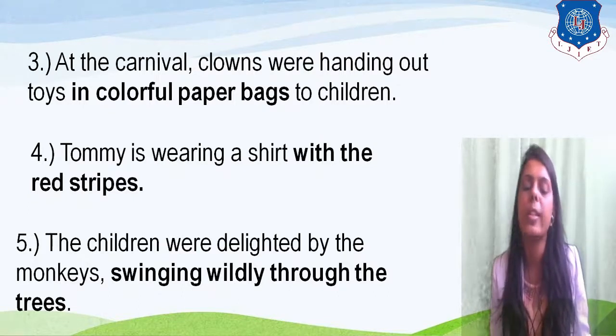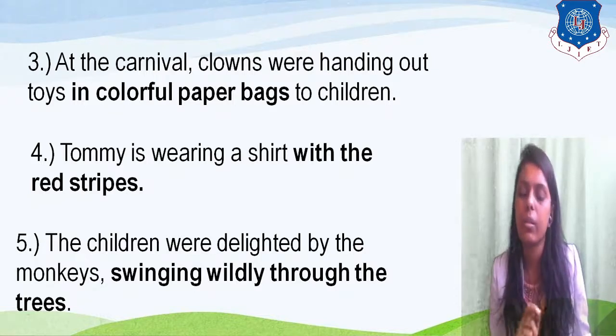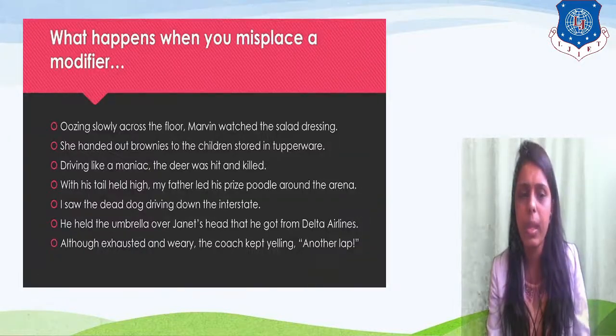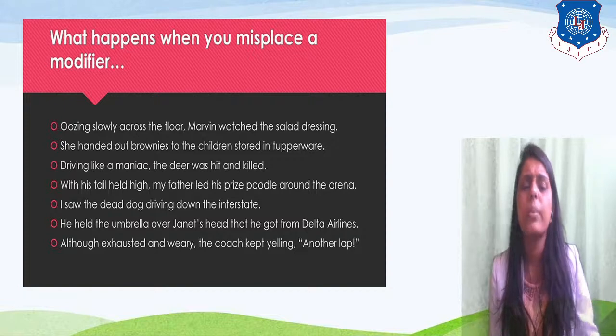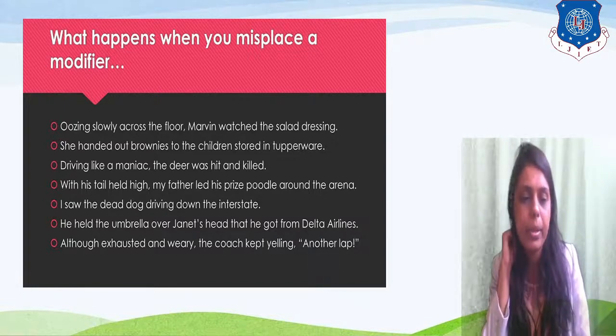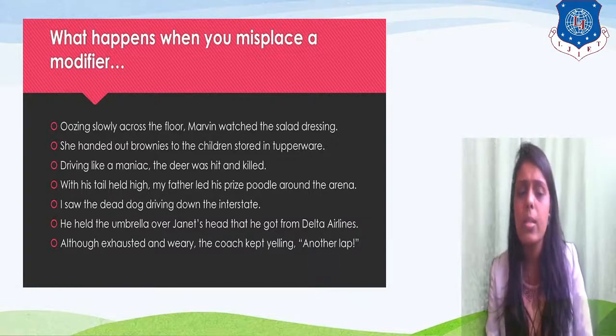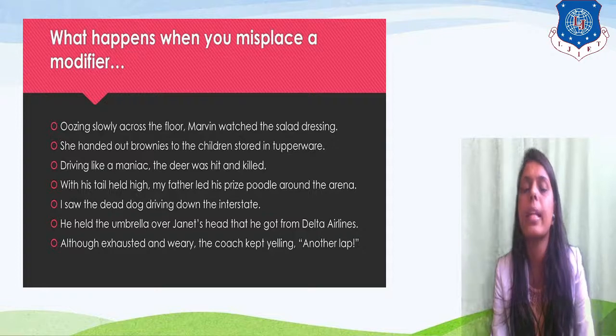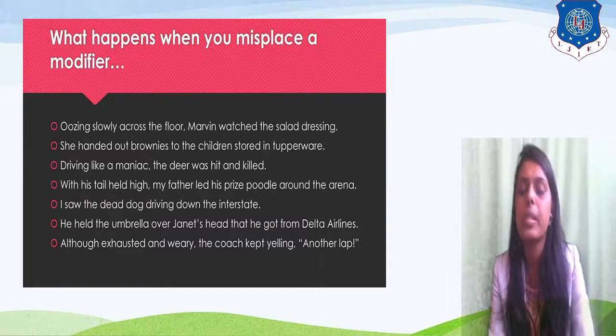Watch the video again, understand the difference, go back, write the questions in your book, and try to modify them correctly. Right? Now you can see some more misplaced modifier examples here. Oozing slowly across the floor, Marvin washed the salad dressing. Look at the sentences and identify whether the modifier is placed correctly or not.